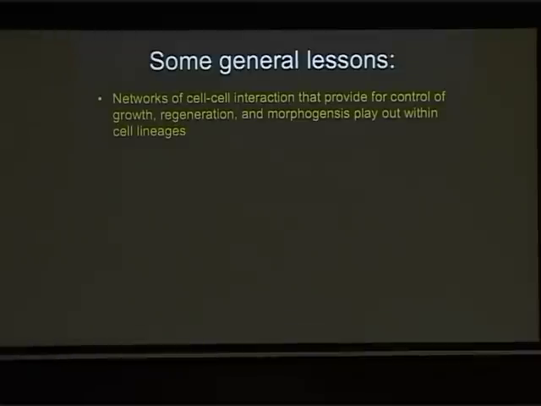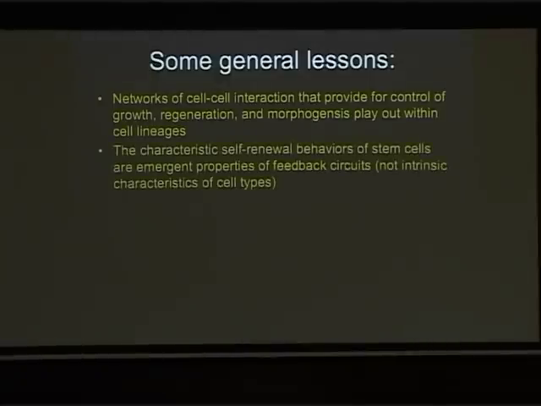But in terms of general lessons to take home, first thing, remember that these interactions that control growth, regeneration, and morphogenesis always play out within lineages, right, in animals. We're not E. coli. None of our tissues are actually just a single cell type that's growing up to a certain point. They're always through transitions in lineages, right? The behaviors of stem cells and these intermediate cells are not cell type behaviors. They're just emergent properties of feedback circuits.